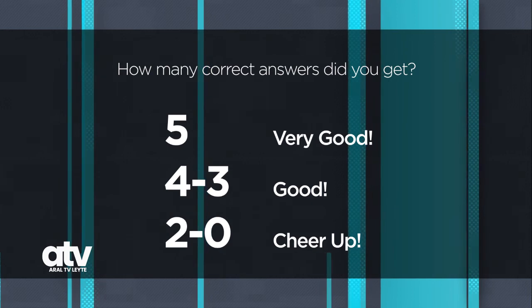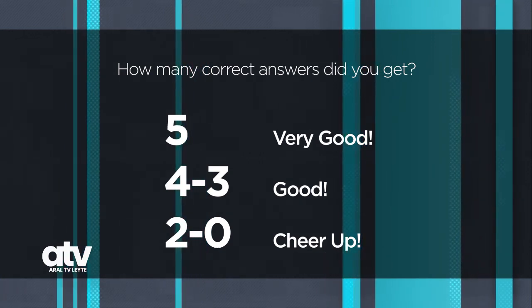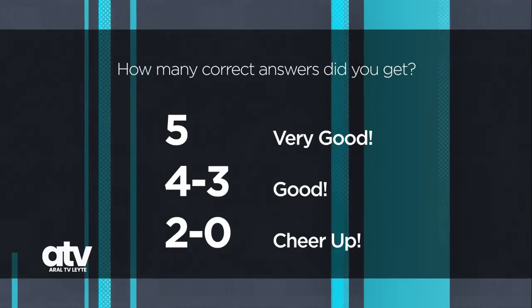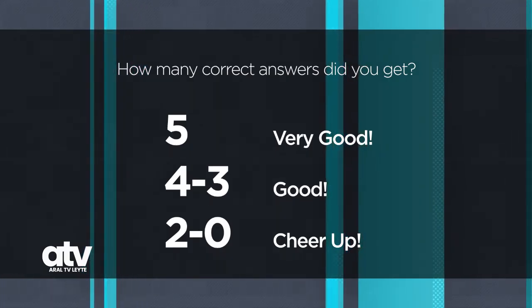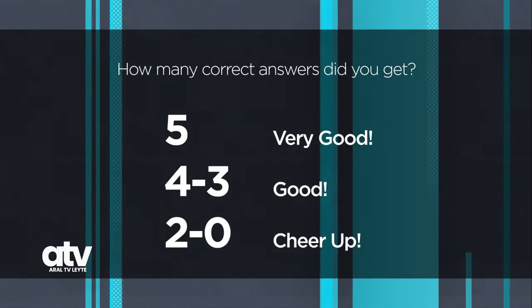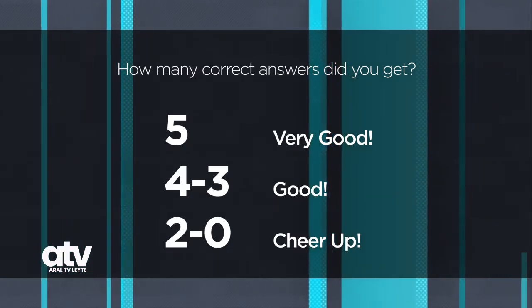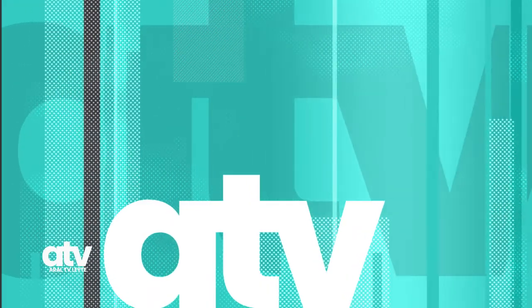How many correct answers did you get? If you got 5, very good. 4 to 3, good. 2 and down, cheer up. You can study again this lesson and do better. Today, we learned the different modes of animal reproduction. I hope you enjoyed and learned a lot from this learning session.